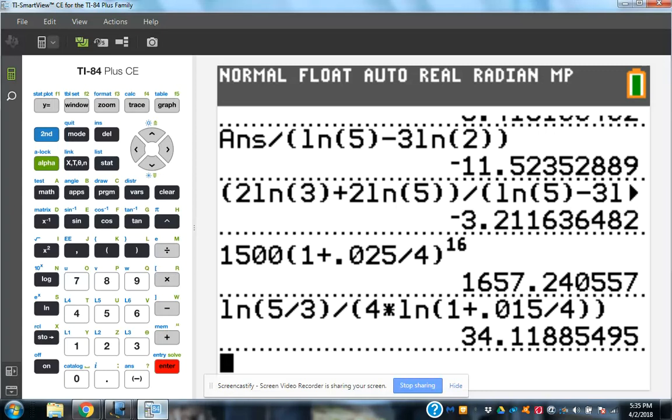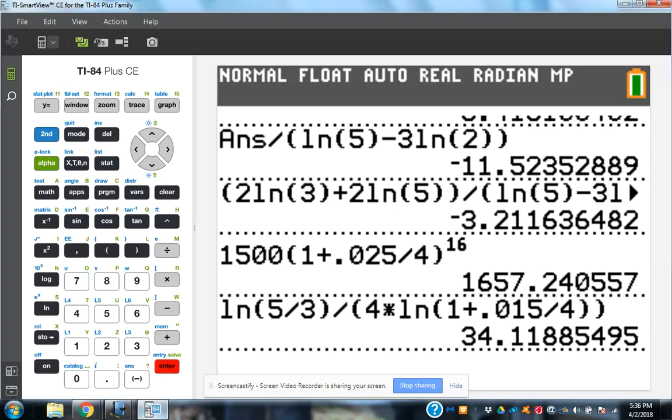Are you putting parentheses after the 5/3? Close that. When you hit divide, did you hit a parenthesis to open up? There, parentheses 4 times natural log of 1 plus 0.015 divided by 4. Double parentheses at the end. Okay, good. Usually it's just one parenthesis missing somewhere and it makes it mess up.